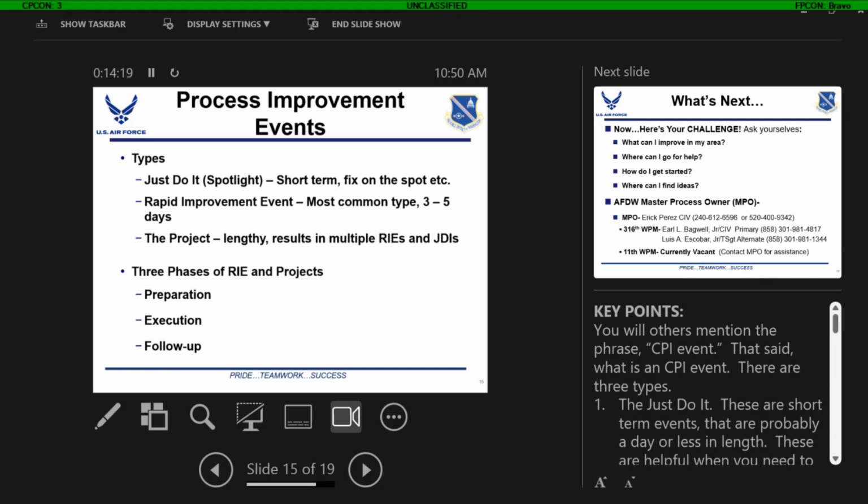Regardless of whether you're just doing it, conducting a rapid improvement event, or a project, there are 3 phases. You must have preparation, execution, and the most important, follow-up.